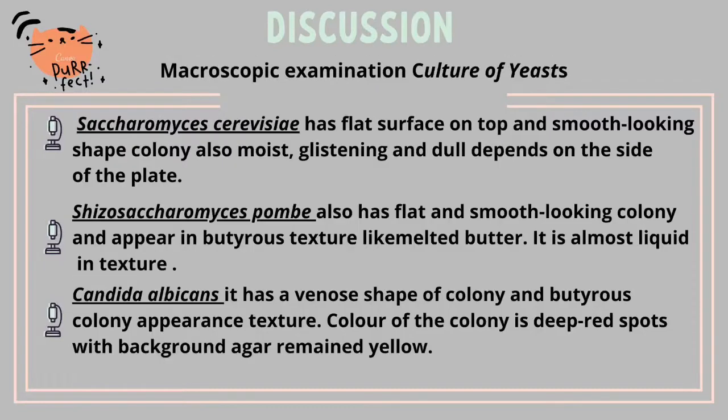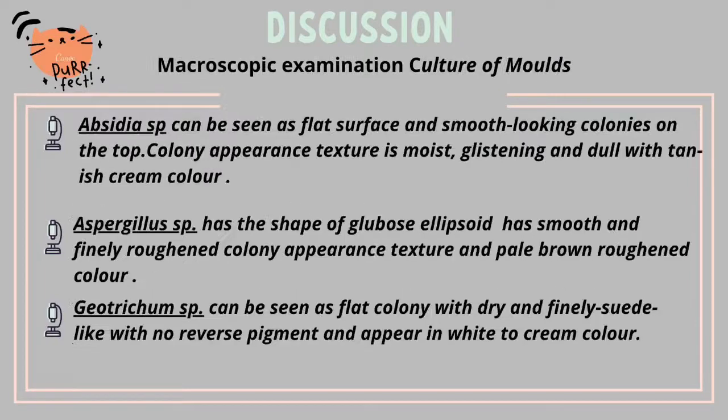The third culture that was examined microscopically is Candida albicans. It was shown that it has a venous shape of colony and butyrous colony appearance texture, just like Schizosaccharomyces pombe. The color of the colony, however, differs from both of the cultures, which is deep red spots with the background agar remaining yellow. Next is Epsidia. The shape of the culture can clearly be seen as a flat surface and smooth-looking colonies on the top. In addition, the colony appearance texture is moist, glistening, and dull.